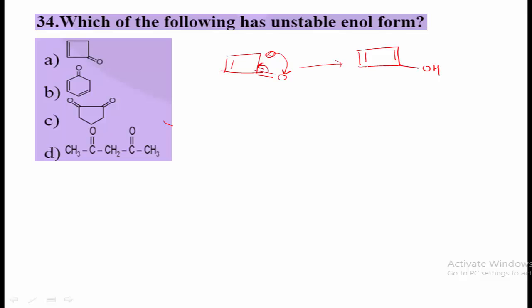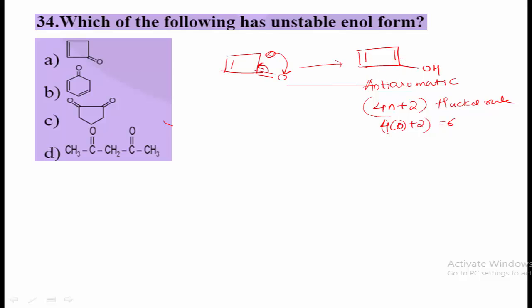And when you observe this, this is anti-aromatic. Anti-aromatic means it does not show aromaticity. Why? Because it does not obey Huckel's rule, that is 4n plus 2. See how many pi electrons are there here? 4 pi electrons. Therefore you will not get 4 into 1 plus 2, which gives 6, but you won't get 4.